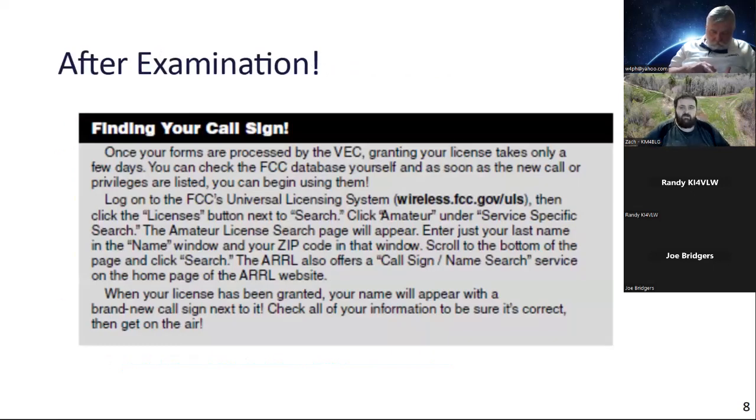So once you've tested and everything, it'll take a little time to get it filed in the database. It won't take near as long as it used to. You had to wait by the mailbox for it to come in the mail. But nowadays, you just go to the ULS website and put in your name, and see if they've issued you a new call sign. Also, if you're upgrading, you can go on there and see if they've registered that you've upgraded.